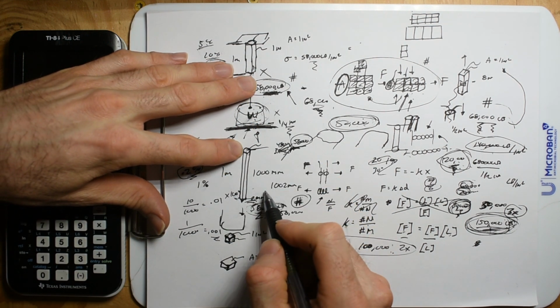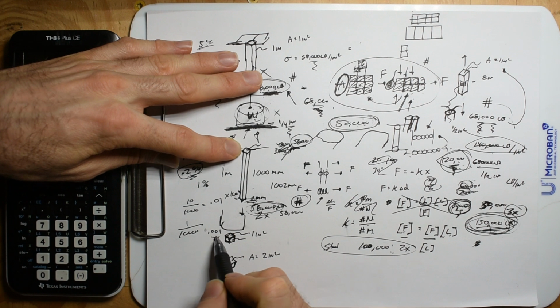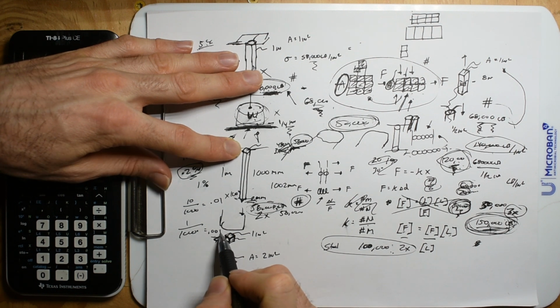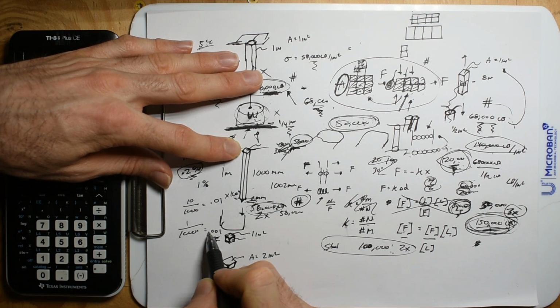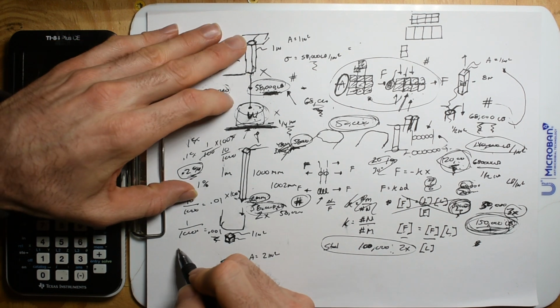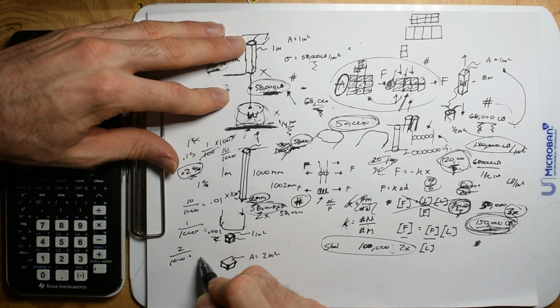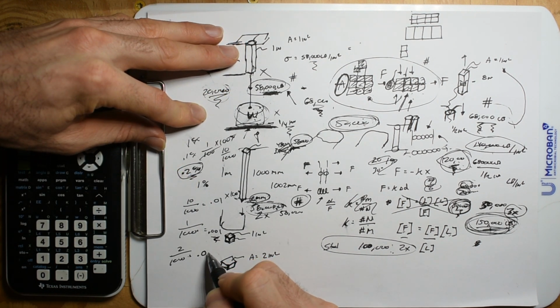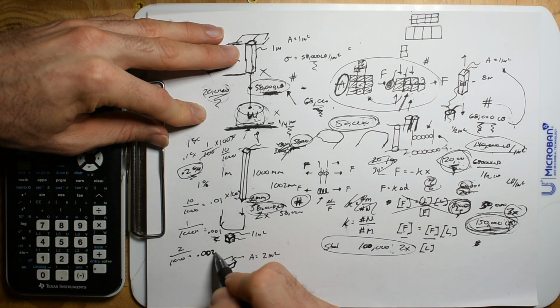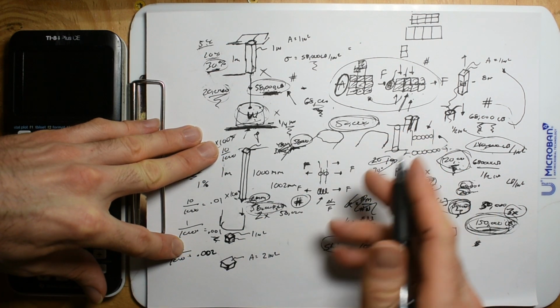This whole length is 1,000. If I stretched it 1 millimeter, that's 0.001 of that whole length. If I can stretch it 2 millimeters, it's 2 divided by 1,000, and then we get this number that pops up for steel, 0.002. And that's the elastic limit of steel.